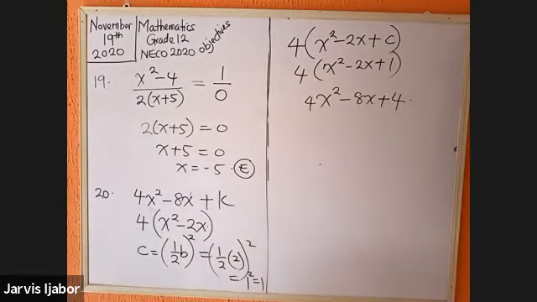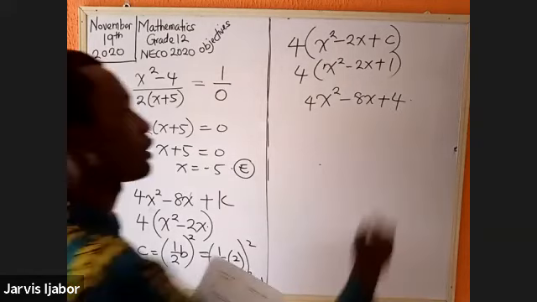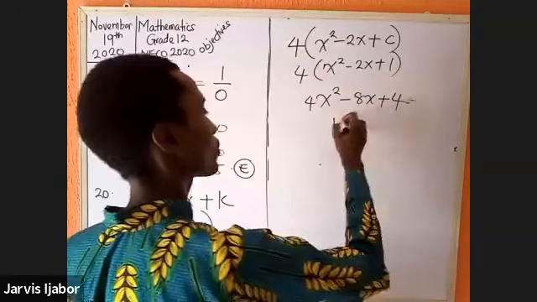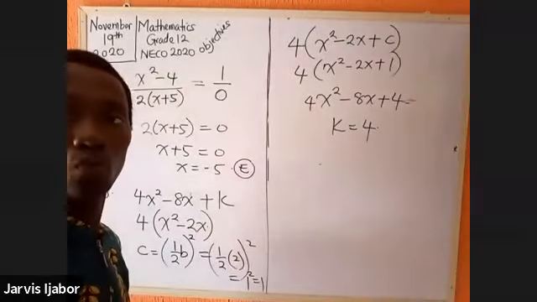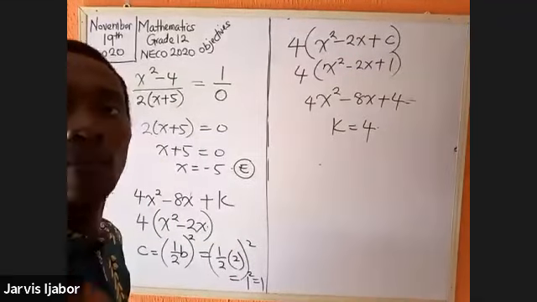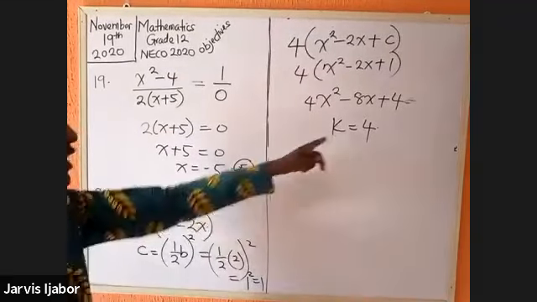So what must I add to this to make it a perfect square? That k will now be equal to what? So k should be equal to 4. So that's the way this one is solved.